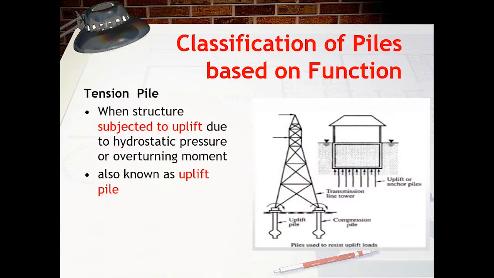Tension pile. When structure is subjected to uplift due to hydrostatic pressure or overturning moment. It is also known as uplift pile. So tension pile ni function dia adalah untuk mengelakkan daripada your structure yang you build ni overturn ataupun ternaik lah, uplifting. Jadi kita pakai this tension pile actually untuk anchor this structure to the ground.